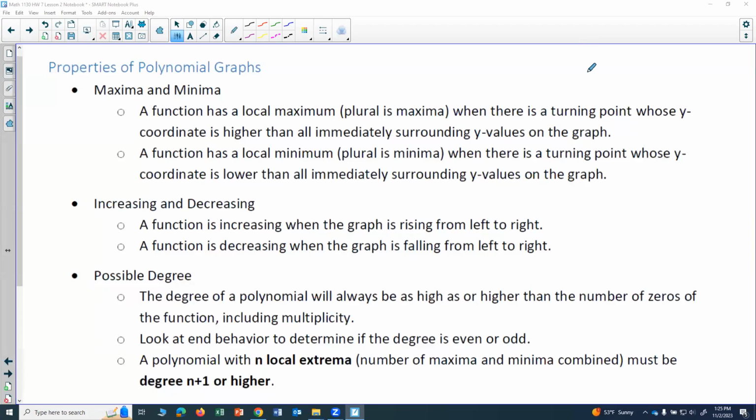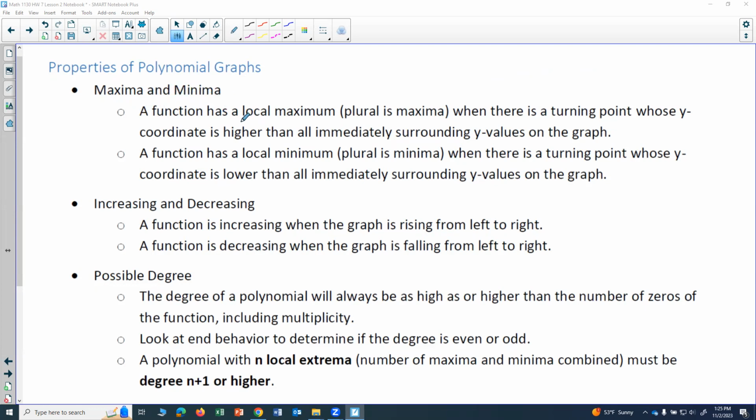In this video, we will look at properties of polynomial graphs. So first, let's look at maxima and minima. And remember, those are just the plural words for a maximum and a minimum.